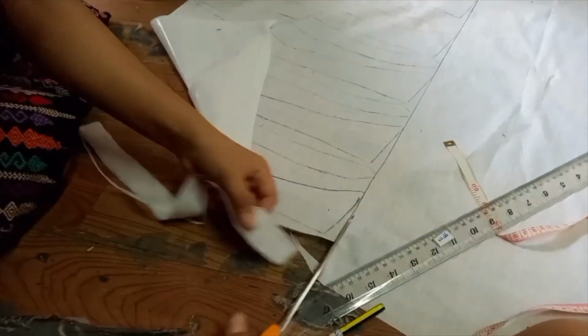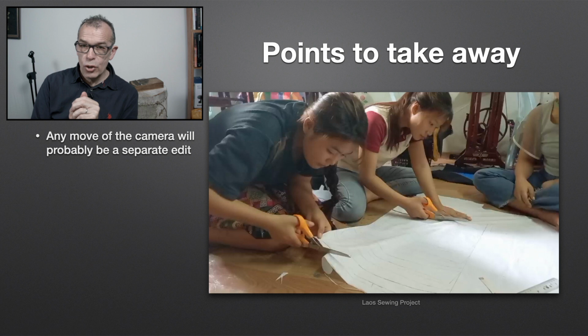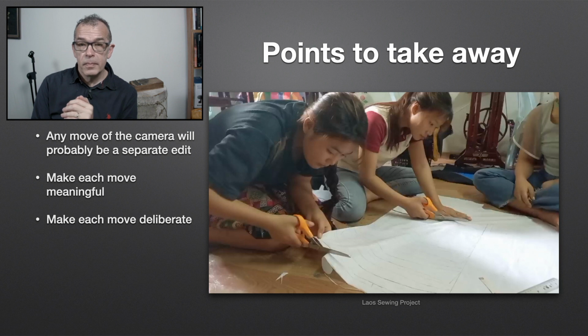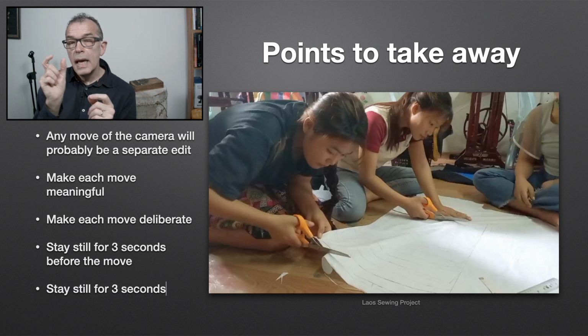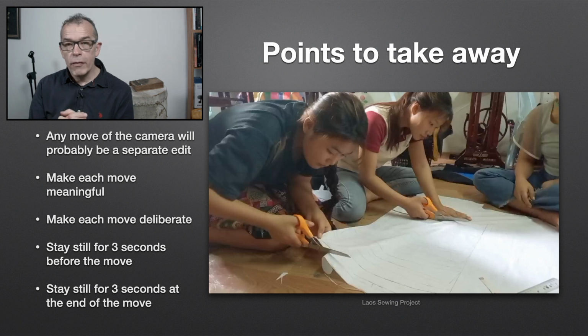The thing to remember is that each move of the camera is likely to be a different shot. So make sure each move is meaningful and deliberate. And also linger for about 3 seconds at the start before your move, and then 3 seconds at the end. And that will make for a really good edit.